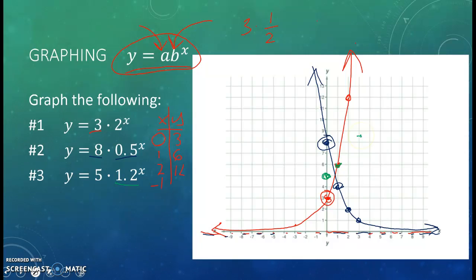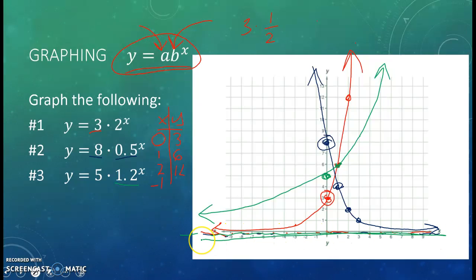I could plug in all these values to find out what the exact values are, but it's going to be something along this line here. It's not going to grow quite as fast, but it is exponential. As we move to the left, it's going to approach the horizontal asymptote, which is along the x-axis, and it is going to grow faster and faster as we move to the right of the graph.